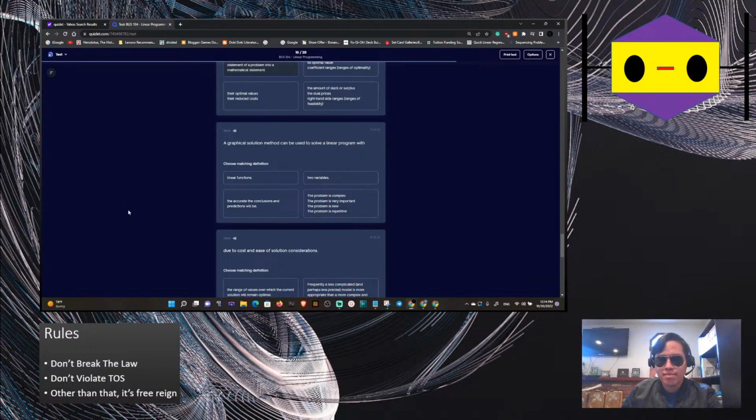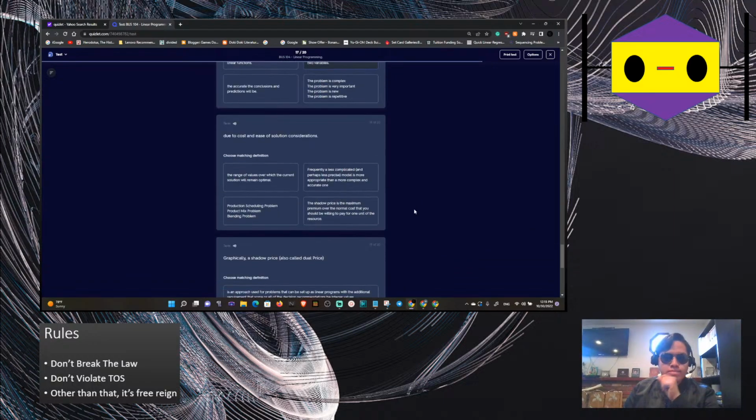What is it? Graphical solution. What do you think? Linear program should be linear function, two variables. Two variables. Got it. Due to cost and ease of solution considerations, choose the matching definition.